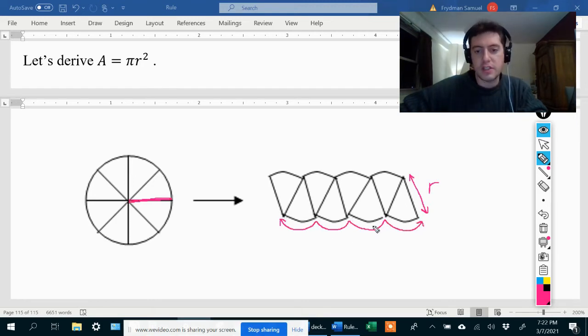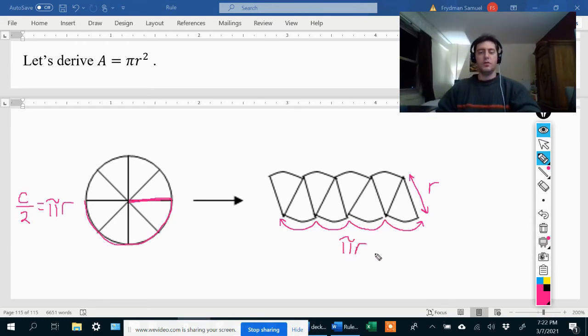That's 4 crusts, right? So let's look at 4 crusts from this one. 1, 2, 3, 4. So once again, the length from here to here is just half of the full circumference of that circle. And just like we said before, half of a circumference is equal to pi r. So the length of this part is equal to pi r, just like before. So we got the same answers that we got last time.